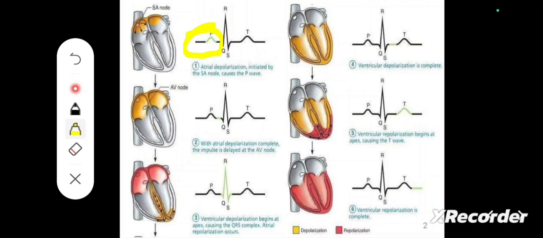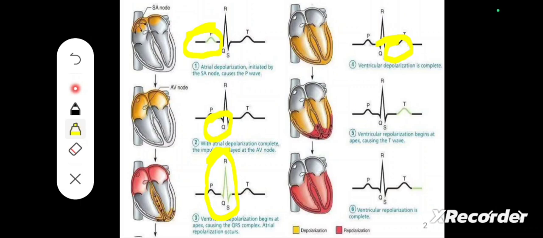The P wave indicates atrial depolarization initiated by the SA node, and the interval between the P and Q represents that atrial depolarization completes. After that the QRS wave arises. This QRS indicates the ventricular depolarization begun and atrial repolarization occurs. Here the ST interval indicates the ventricular depolarization is complete.